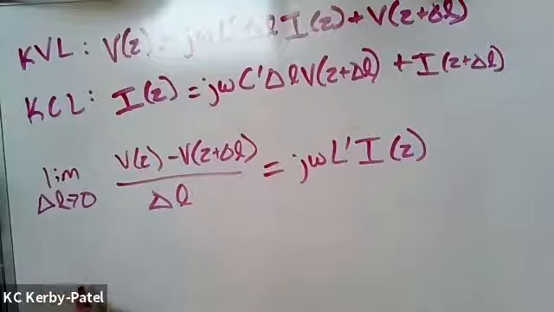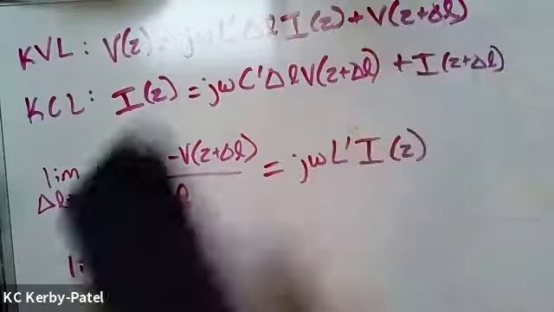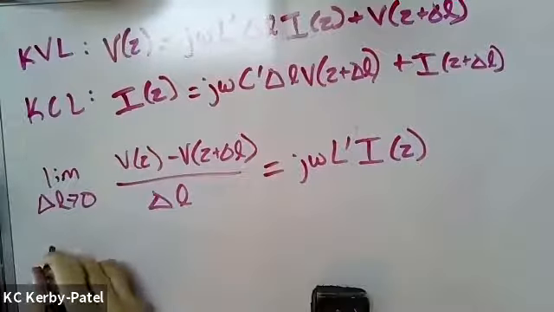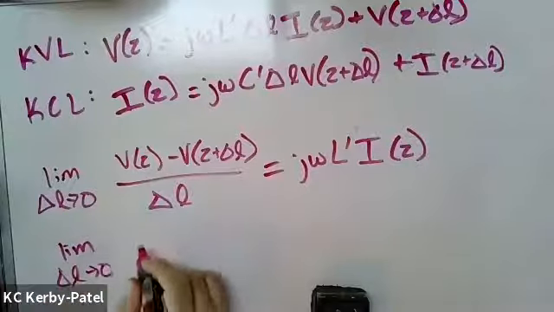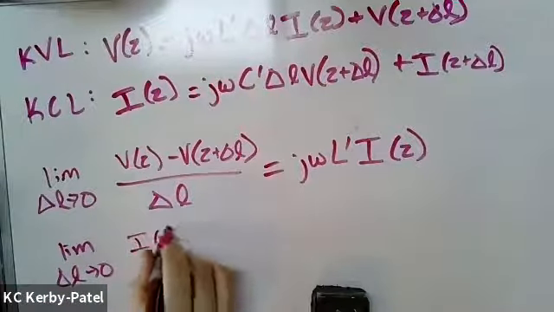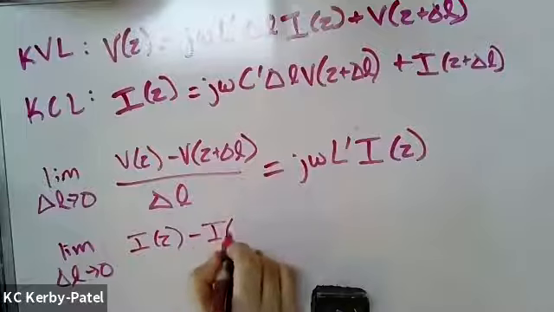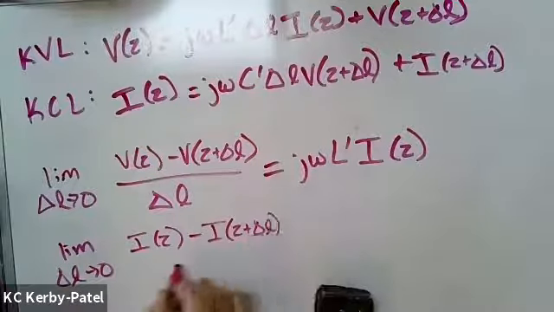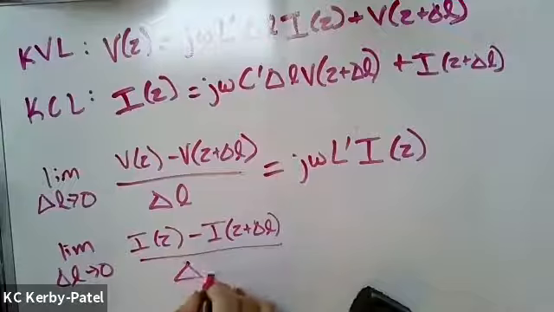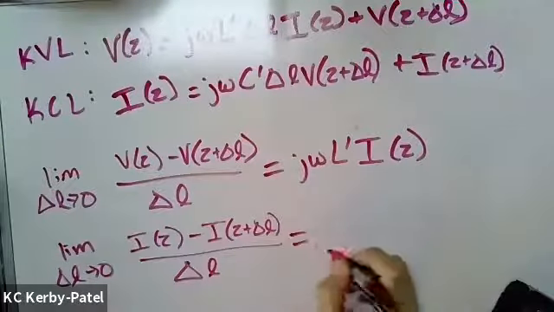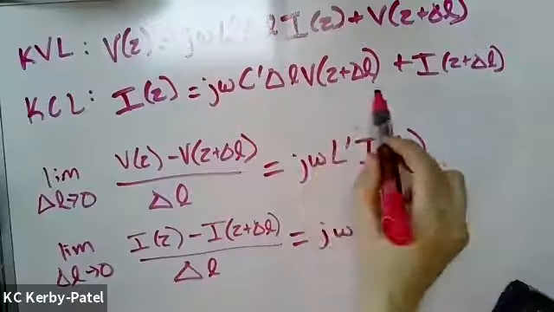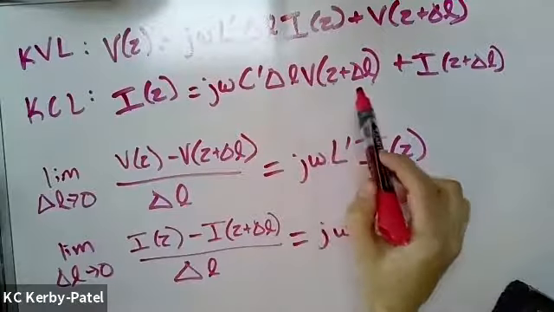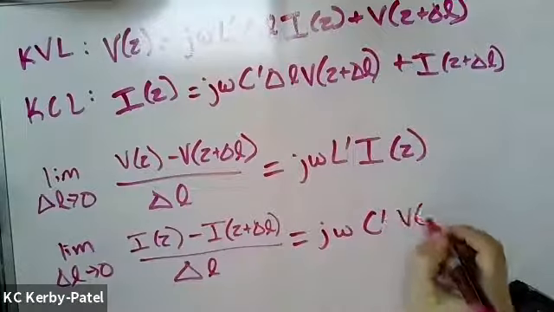And for KCL, I get the limit as delta L goes to 0 of I of Z minus I of Z plus delta L, divided by delta L, equals J omega C prime times V of Z plus delta L. But since we're taking the limit as delta L goes to 0, I can write V of Z here, and that's fine.